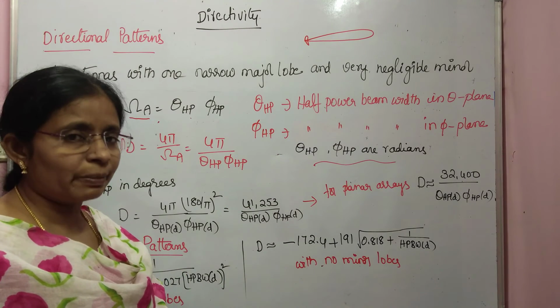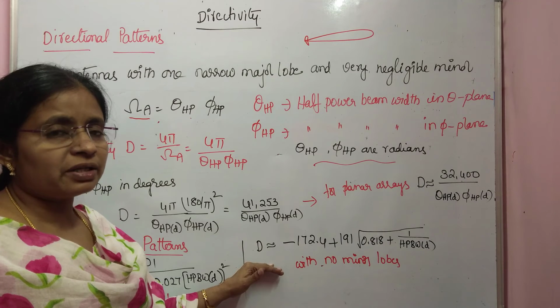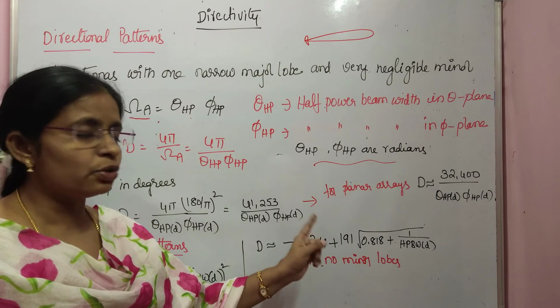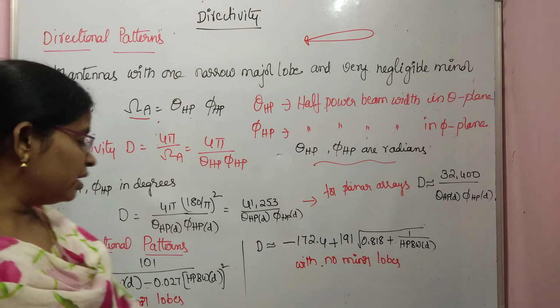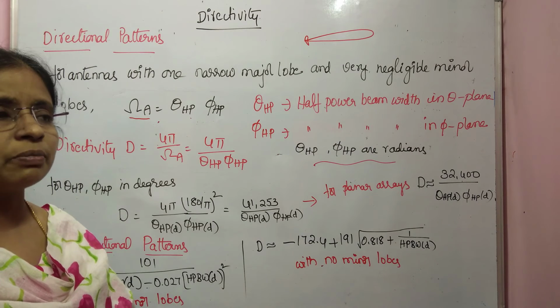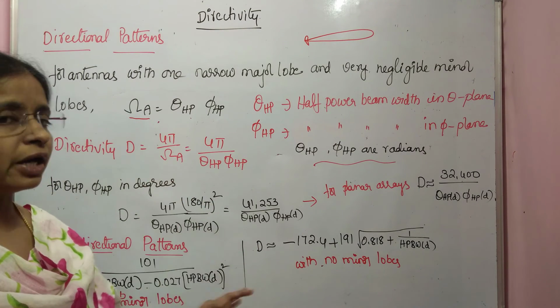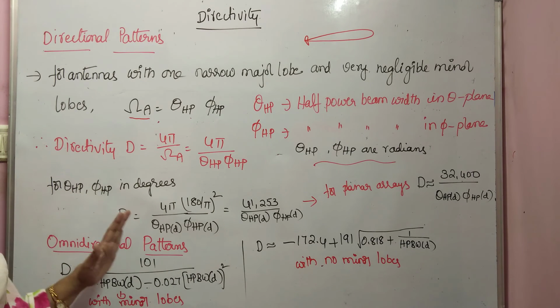If the omnidirectional pattern has no minor lobes, you can approximate the directivity as minus 172.4 plus 191 root 0.818 plus 1 by HPBW in degrees. You don't need the derivations of these two, just remember them, and if problems come, substitute in these and find the answer. So this is about the directivity for omnidirectional and directional patterns.